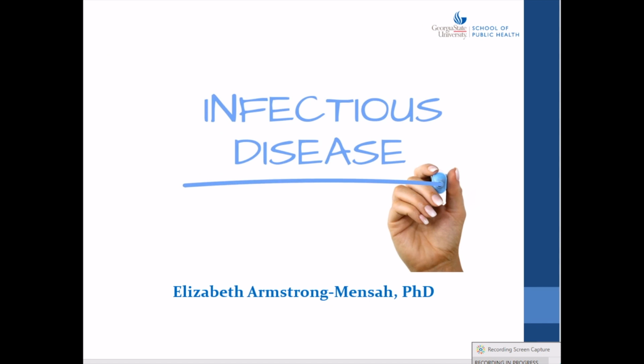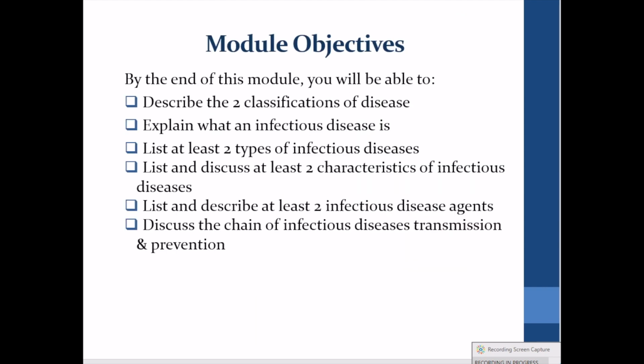Hi, in the next few minutes, I will give you a brief introduction to infectious diseases. By the end of this module, you'll be able to describe the two classifications of disease, explain what an infectious disease is, list at least two types of infectious diseases, list and discuss at least two characteristics of infectious diseases, list and describe at least two infectious disease agents, and discuss the chain of infectious diseases transmission and prevention.